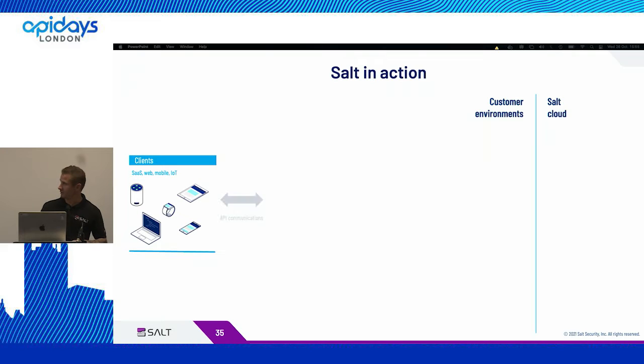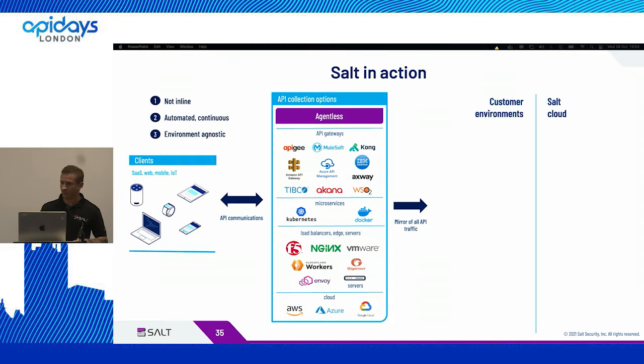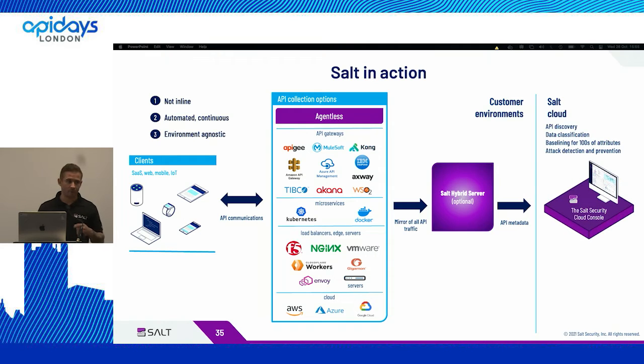Let's talk a bit about the detail. If you focus your eyes on the API collections box in the middle, that is a sample of the most commonly used deployment methods for us. There are about 70 ways now we can plug into an environment.